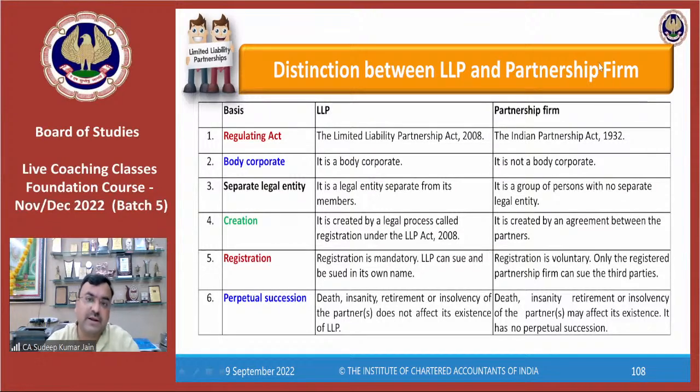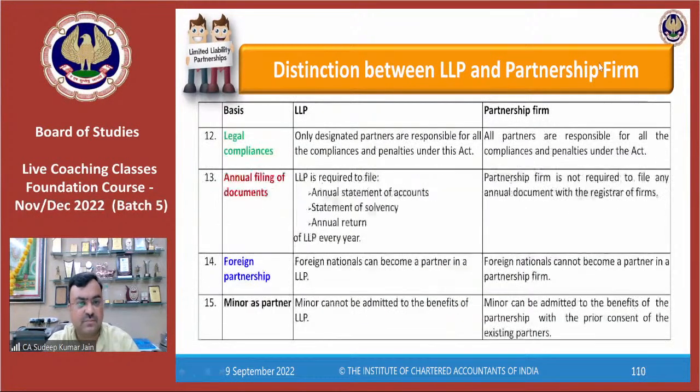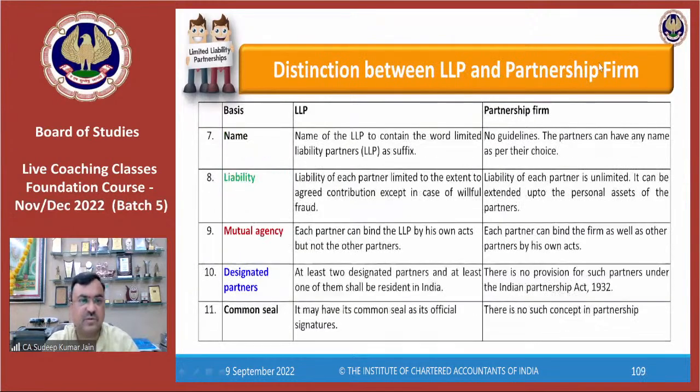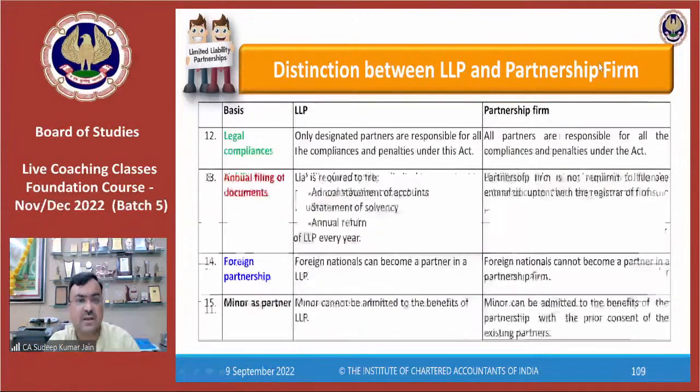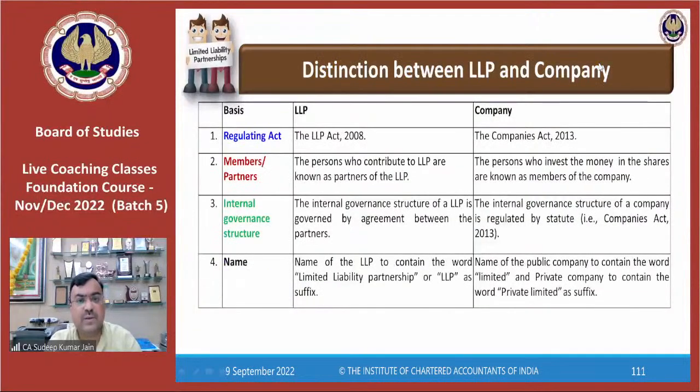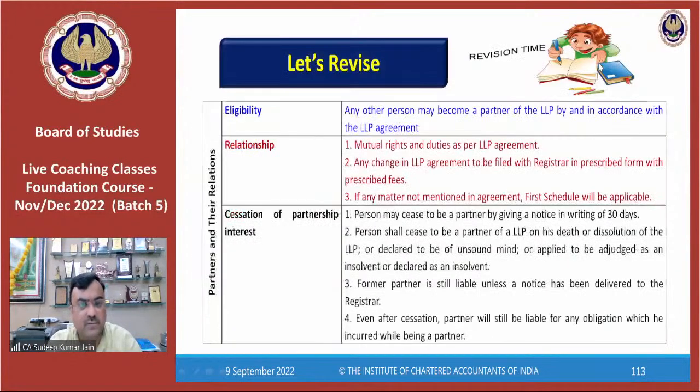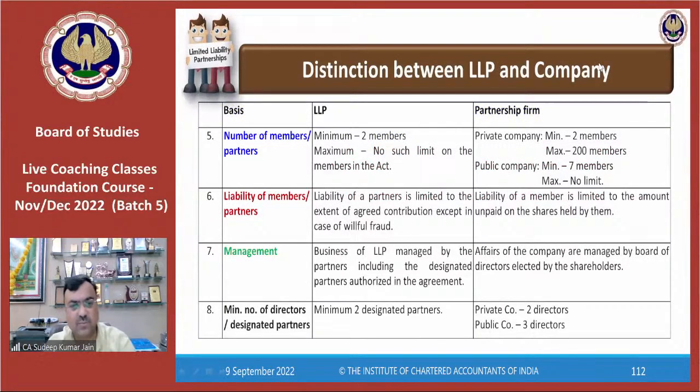Distinction between LLP and partnership firm, you have to read yourself. There are 15 points. You read all the points. I think after reading you will be capable of learning only 10 points. आपके दिमाग में 10 पॉइंट रह जाएंगे तो उतना सफिशिएंट है, 5 नंबर का क्वेश्चन आएगा, और पढ़िएगा सारे 10 पॉइंट तो लिख के आने की कोशिश करिएगा, ठीक है। Difference between LLP and the company, again the 8 points, you must remember all the 8 points.